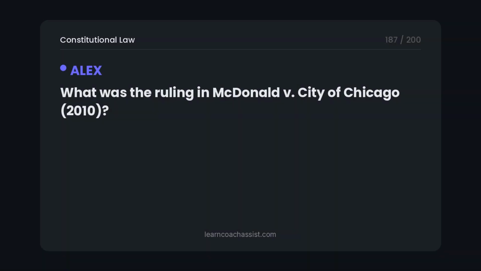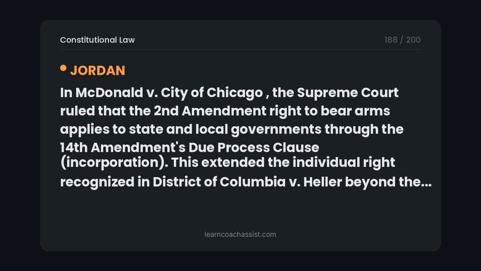What was the ruling in McDonald v. City of Chicago, 2010? In McDonald v. City of Chicago, the Supreme Court ruled that the Second Amendment right to bear arms applies to state and local governments through the 14th Amendment's Due Process Clause, incorporation. This extended the individual right recognized in District of Columbia v. Heller beyond the federal government.